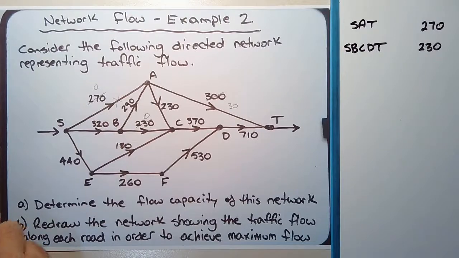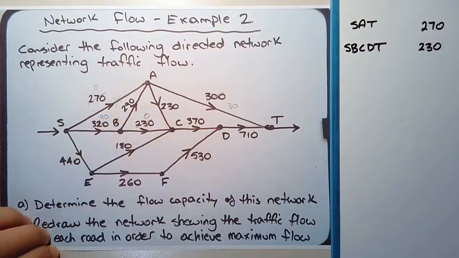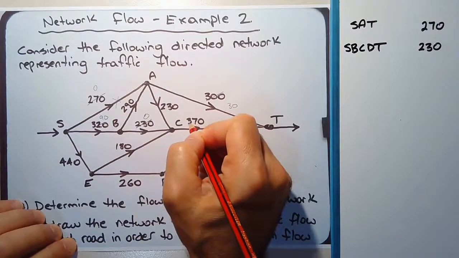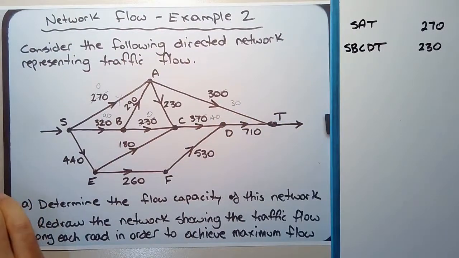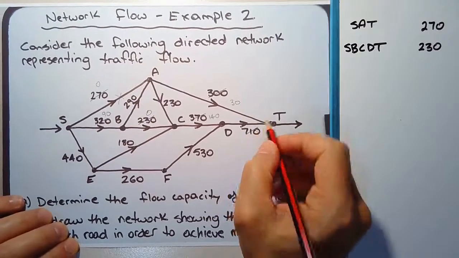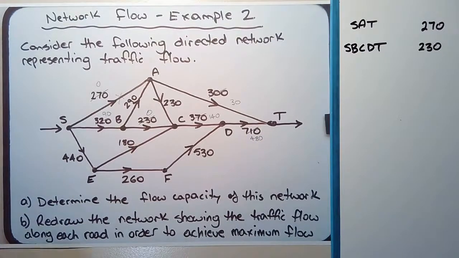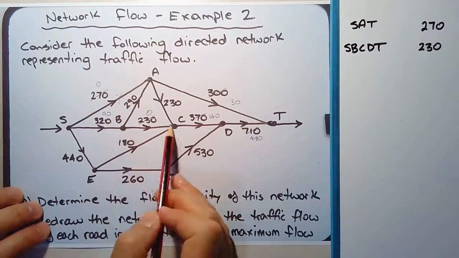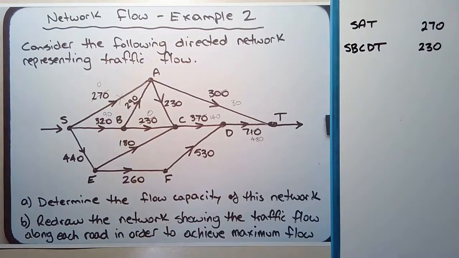So now we're going to subtract 230 from each one. So that's going to be 90. This one will be 140, and this one will be 480. So we can no longer use path BC. That's now saturated. It can no longer be considered. All right, let's have a look at another.